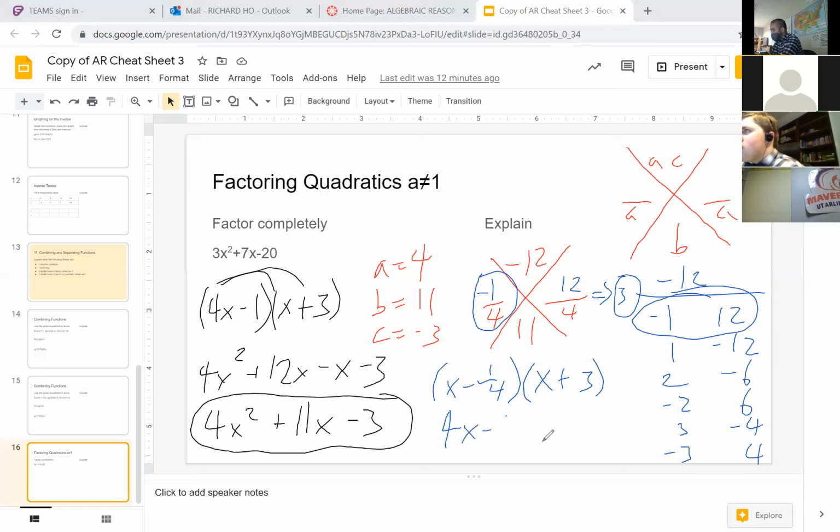Okay. So 4x plus 1, you just bring this over here, and then x plus 3. So that's the factoring. That looks like a lot.